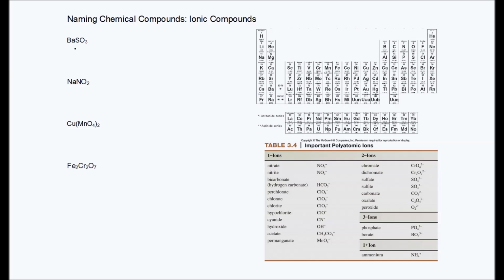So BaSO3. Ba is barium. All right, barium is right here. I know its charge from the periodic table, so I don't have to put it in there. This is a type 1 metal, in other words. So I have barium. SO3. SO3 is here, sulfite. So the name sulfite goes in the formula. And you end up with barium sulfite.